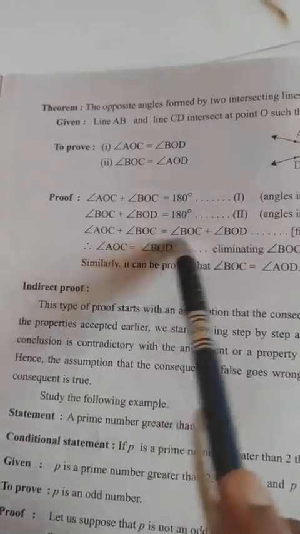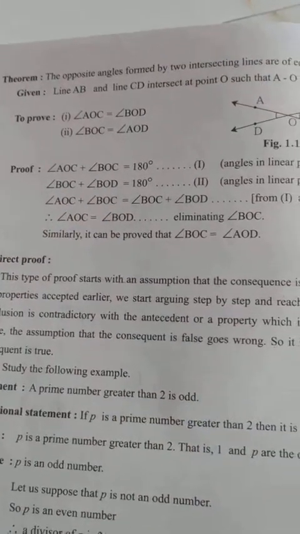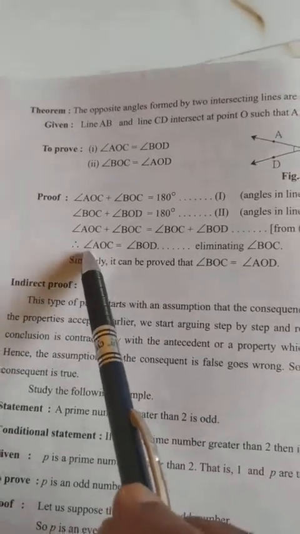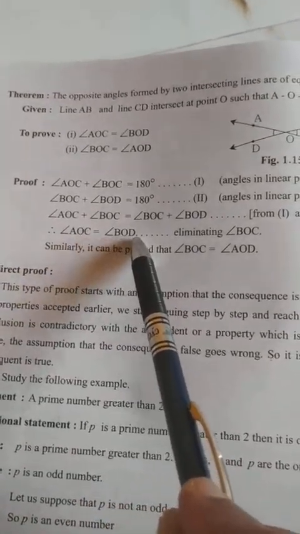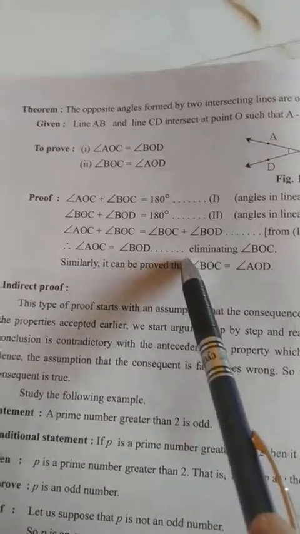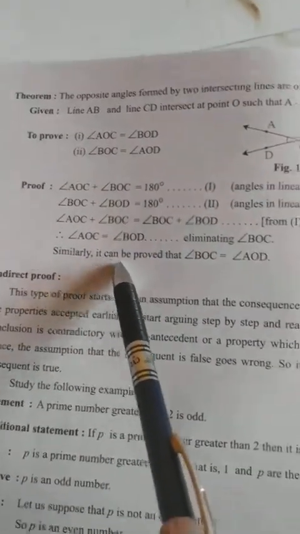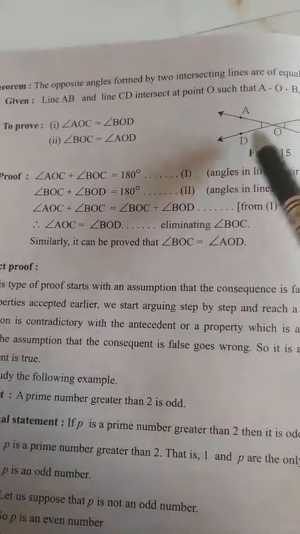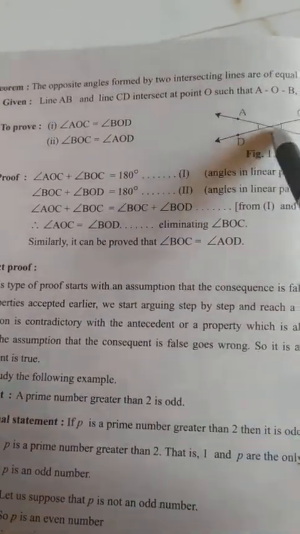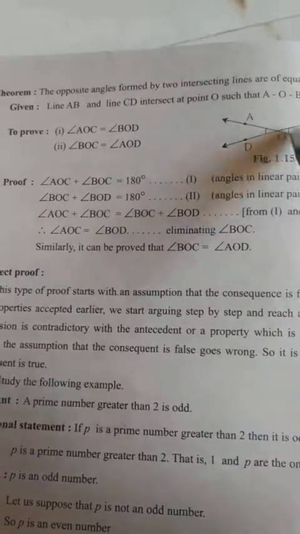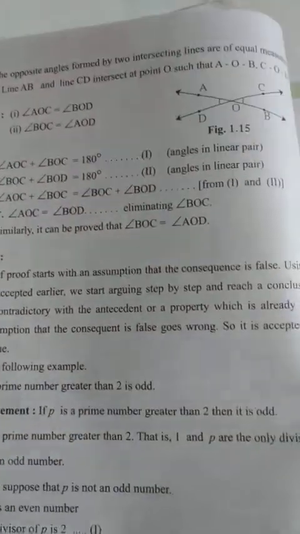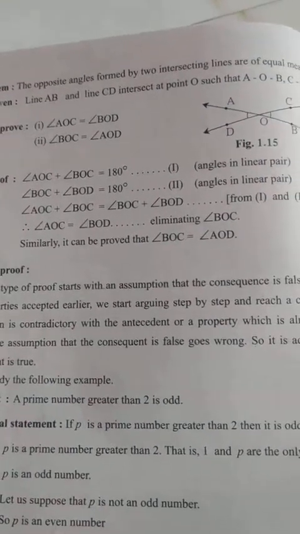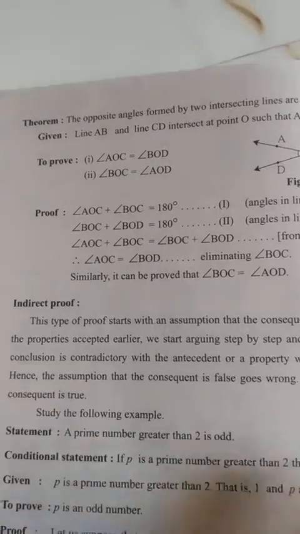Angle BOC is present on both sides, so we can eliminate angle BOC and the remaining angle AOC is equal to angle BOD. Similarly, it can be proved that angle BOC is equal to angle AOD. These are the pairs of opposite angles formed by the intersection of two lines.